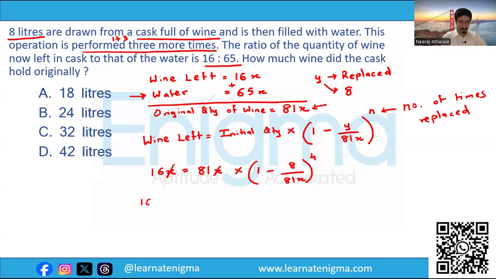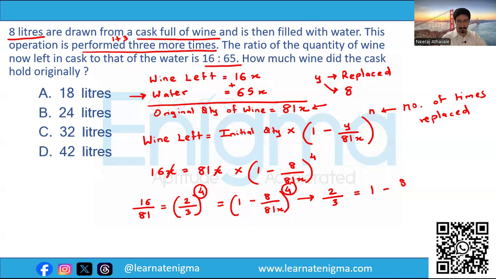So we have here 16 upon 81. We can also write this down as 2 upon 3 raised to 4, because 16 is 2 raised to 4, 81 is 3 raised to 4. So this is equal to 1 minus 8 upon 81x raised to 4. Now on both sides, left and right, we have raised to 4. So taking the fourth root, we have 2 upon 3 is equal to 1 minus 8 upon 81x.